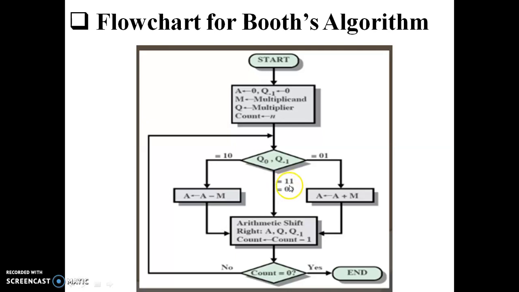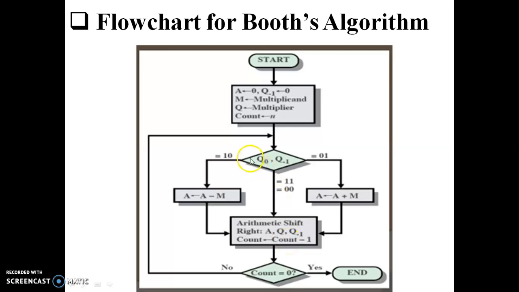Now, if Q0 and Q minus 1 have values 1, 1 or 0, 0 after comparison, then we will only perform an arithmetic shift right. Of what bits will we perform it? We will perform arithmetic shift right of accumulator, Q and Q minus 1. Then the count will be decreased by 1.